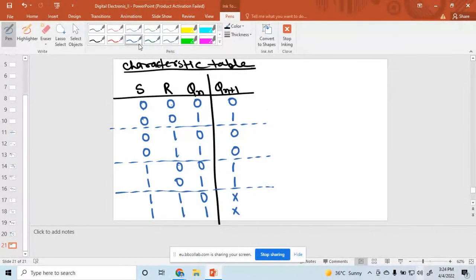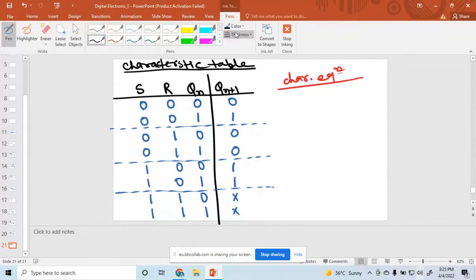Up to this point, anyone have any doubts, any query? So this is called a characteristic table. And then the next part is to find the characteristic equations. So how to find the characteristic equations? That equation is found through a characteristic table.